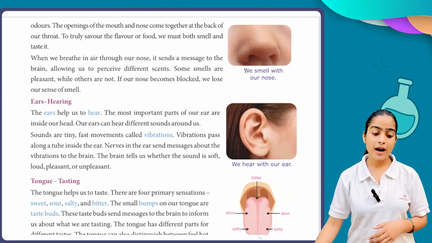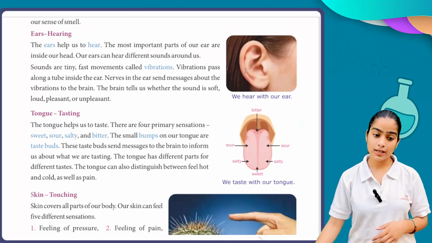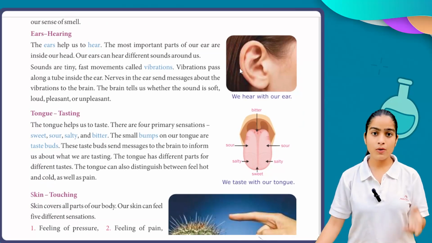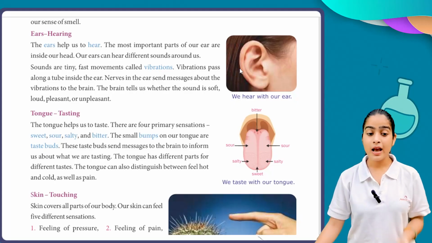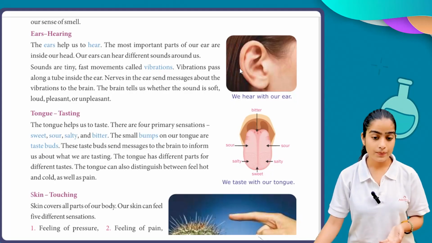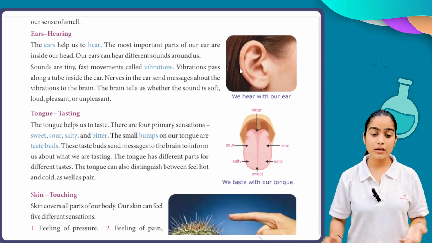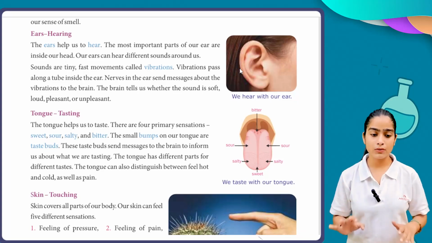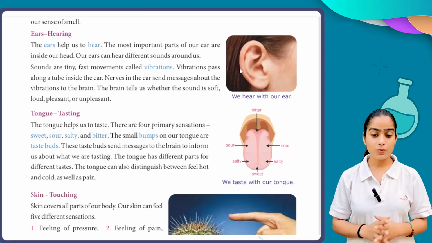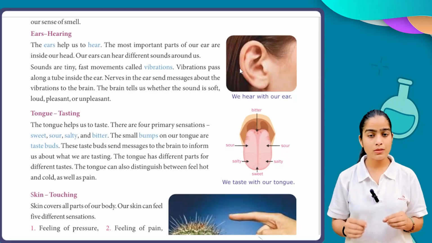After this, we have ears, the next sensory organs. And right now you are also seeing the function of your ears because I'm talking to you and you can listen to me, right? If you didn't have this ability, you wouldn't be able to listen to me, right? So the ears help us to hear. The most important parts of the ear are inside our head. Our ears can hear different sounds around us. Sounds are tiny, fast movements called vibrations. So basically, sound means vibration.